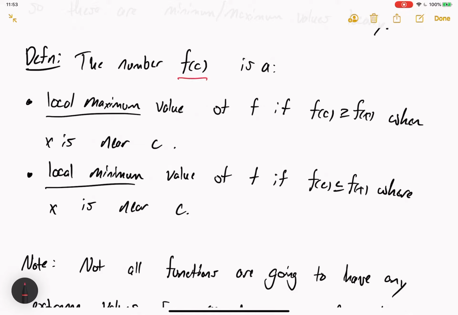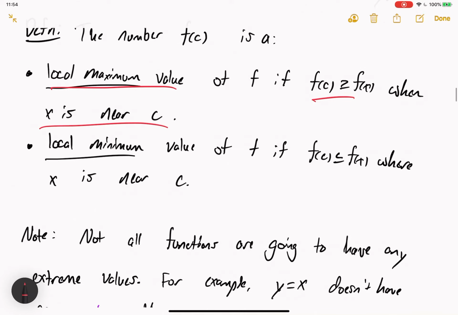The number f of c, for some function f and for some number c, is called a local maximum value of f. Same thing as with the absolute maximum value, if f of c is greater than or equal to f of x when x is near c. And the fact that it is near is a bit vague, but basically it just means we could choose a sufficiently small neighborhood, or sufficiently small circle, such that it's true.